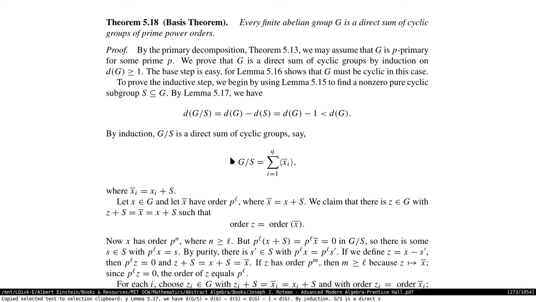You have an element from G, x bar has order p to the l, x bar is just x plus s. We claim that there is some z in the group G with z plus s being equal to the coset generated by x, so z generates the same coset as x does. So the order of z is equal to the order of the coset generated by x bar. Right. Now x has order p to the n, where n is greater than or equal to l.